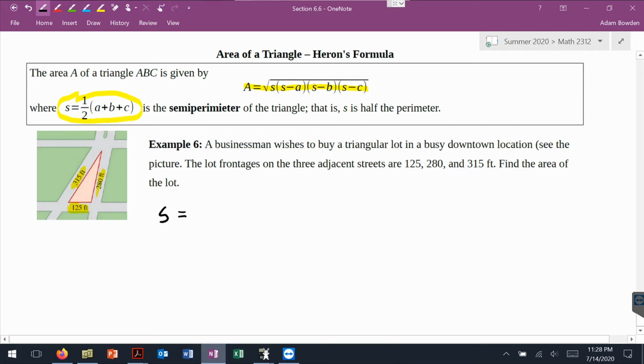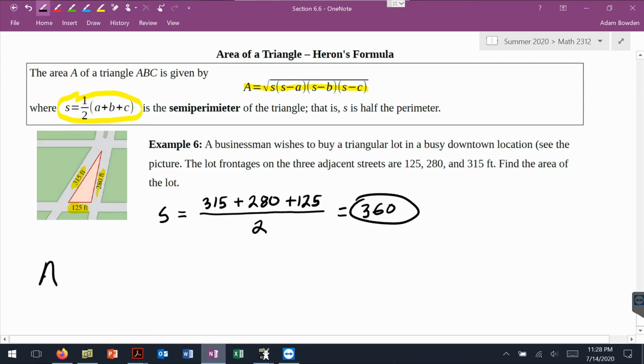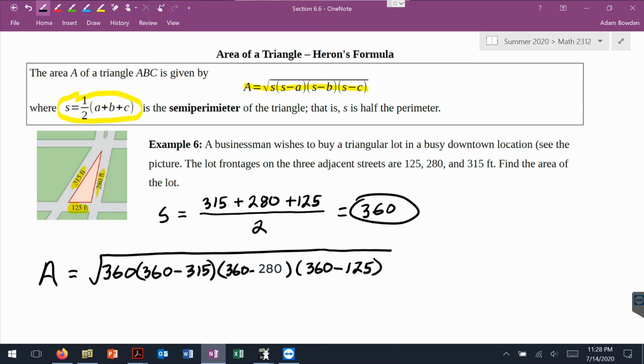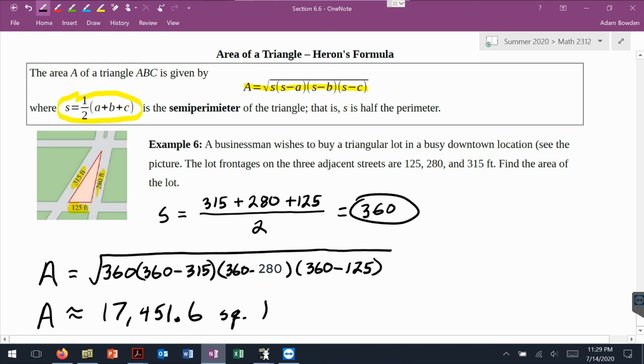And so for Heron's formula, we'll take S is equal to 315 plus 280 plus 125, all divided by 2. That's equal to 360. So when we use the formula here, A is equal to the square root of 360 times 360 minus 315 times 360 minus 250 times 360 minus 125. And basically that's what Heron's formula would look like with these values plugged in. And so it's just a matter of running the numbers to get a value for this. What I got was 17,451.6. That's the area of the triangle, in this case in square feet.